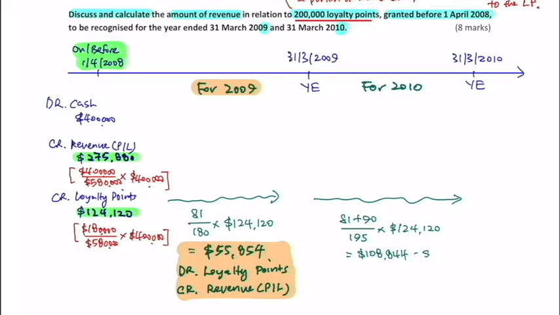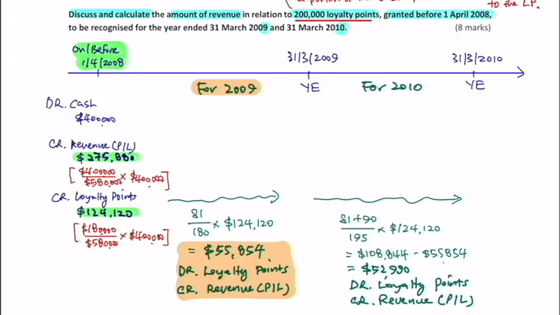108,844 minus 55,854. This is the amount that we recognized last year. This will be the current year adjustment equals to 52,990. Again, we have to debit loyalty point or contract liability and credit revenue to profit and loss for the year 2010.